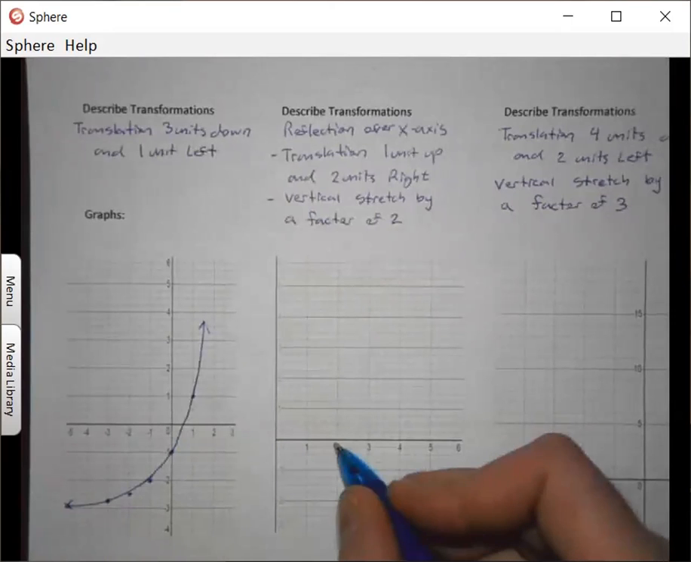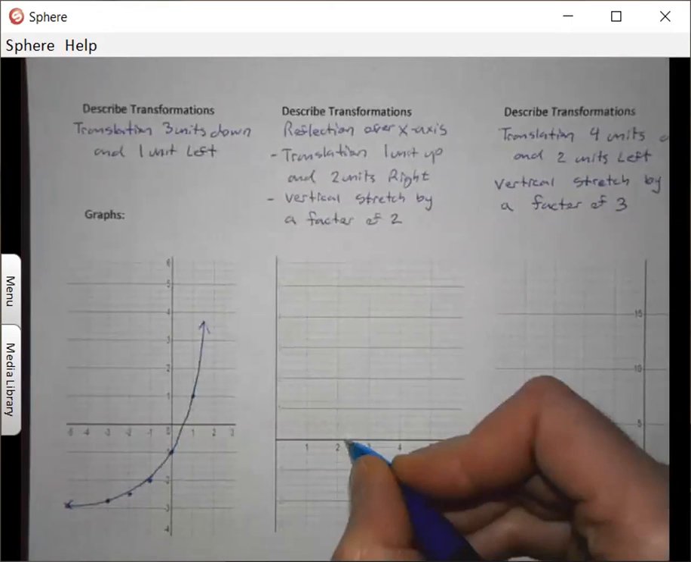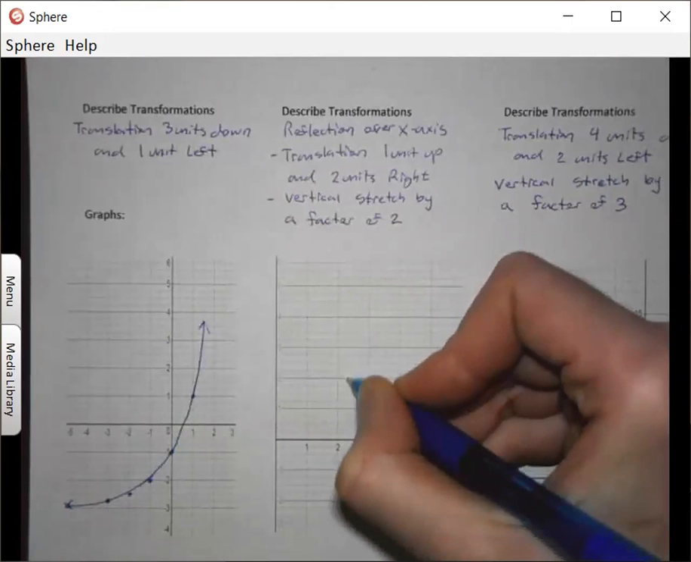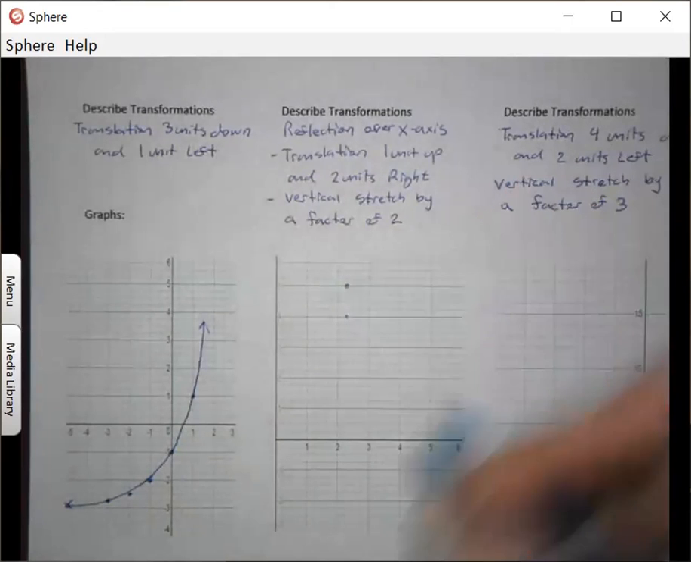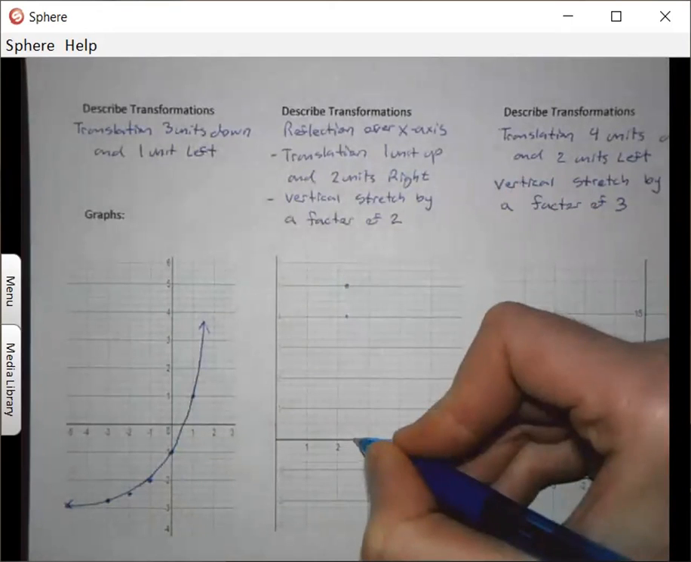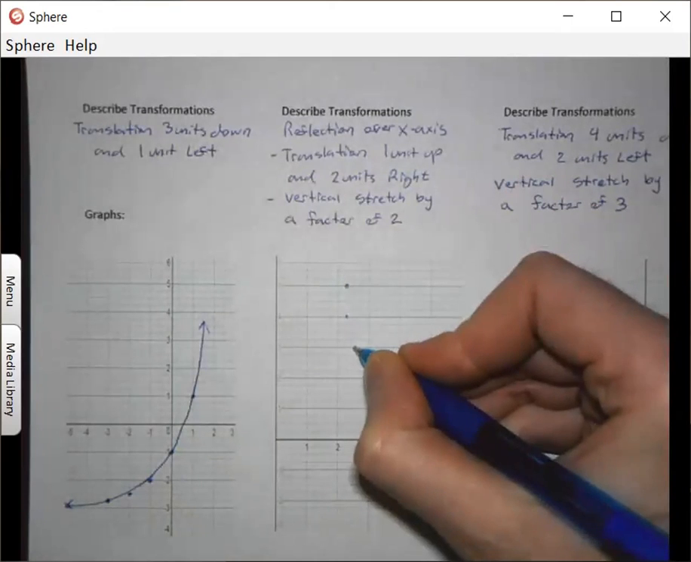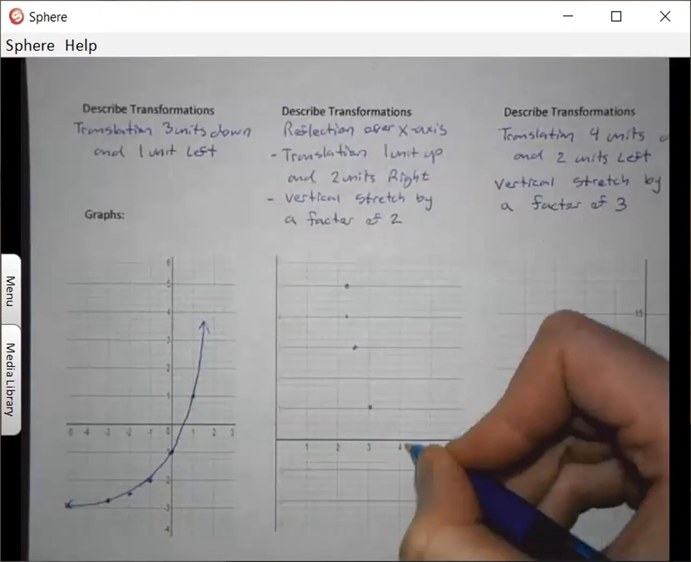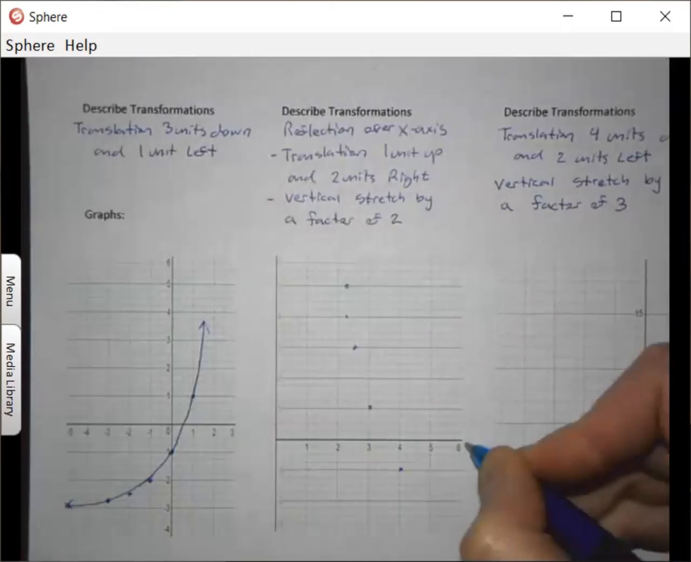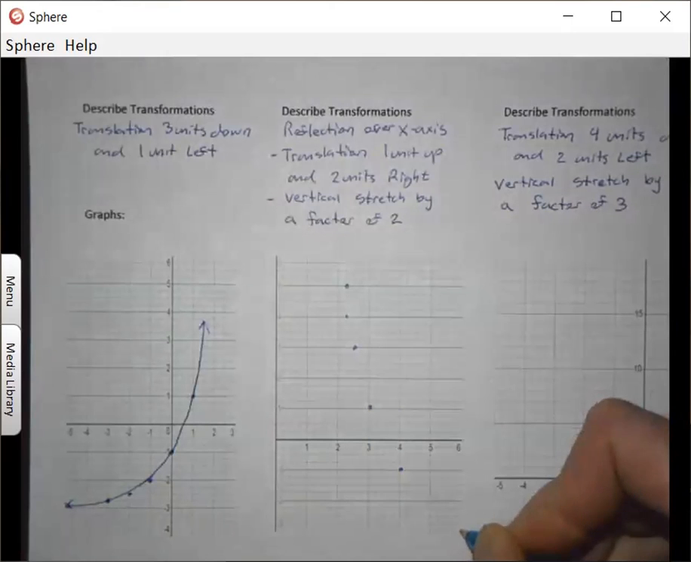So for the next one, we have 2.25 and 5. 2.5 and 3. 3, 1, 4, minus 1, 6, minus 3.